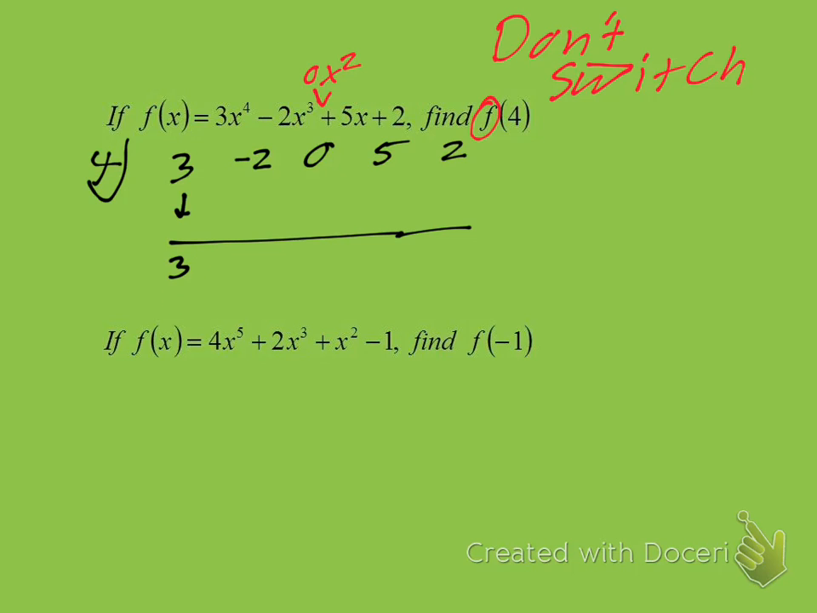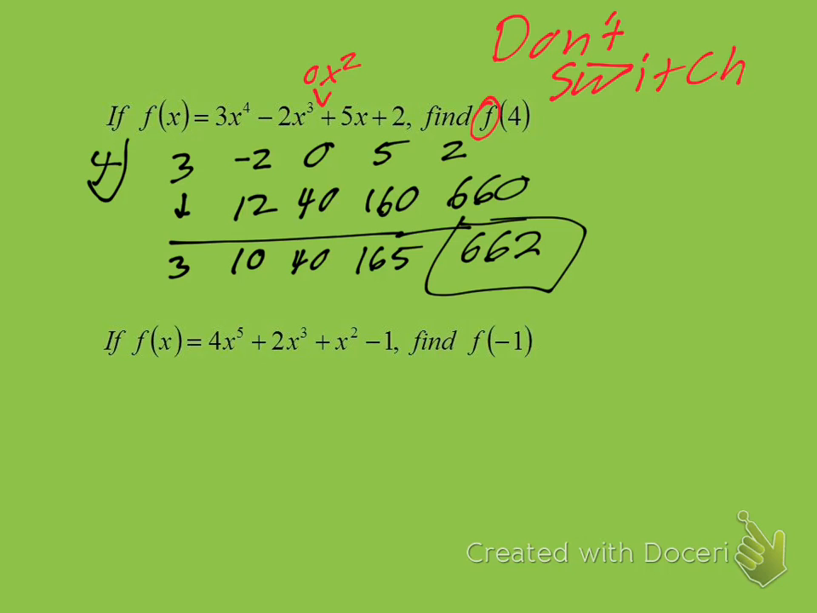So, 3 times 4, 12. 12 plus -2, 10. 10 times 4, 40. 40 plus 0, 40. 40 times 4, 160. 160 plus 5, 165. 165 times 4, 660. 660 plus 2. There's your answer.